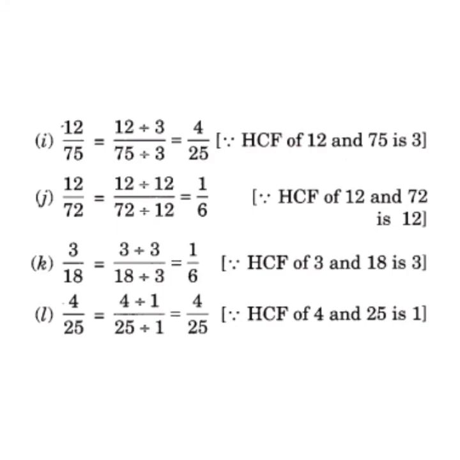Last one is 4 by 25. Here also we will find out the HCF of 4 and 25, and the HCF of 4 and 25 is 1. We will divide the numerator and the denominator by 1 and we will get 4 by 25. Children, 4 and 25 don't have any common factor. 4 by 25 cannot be reduced into its simplest form.